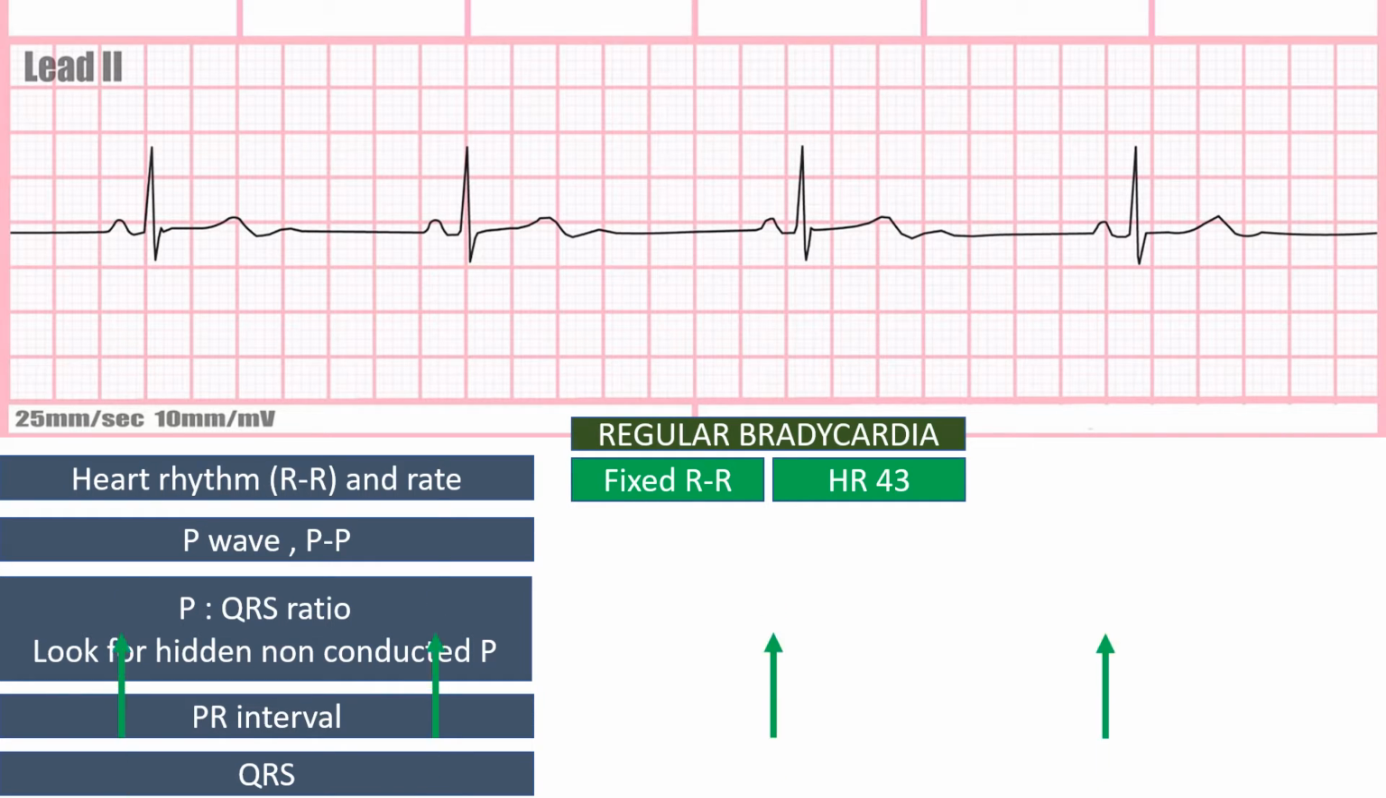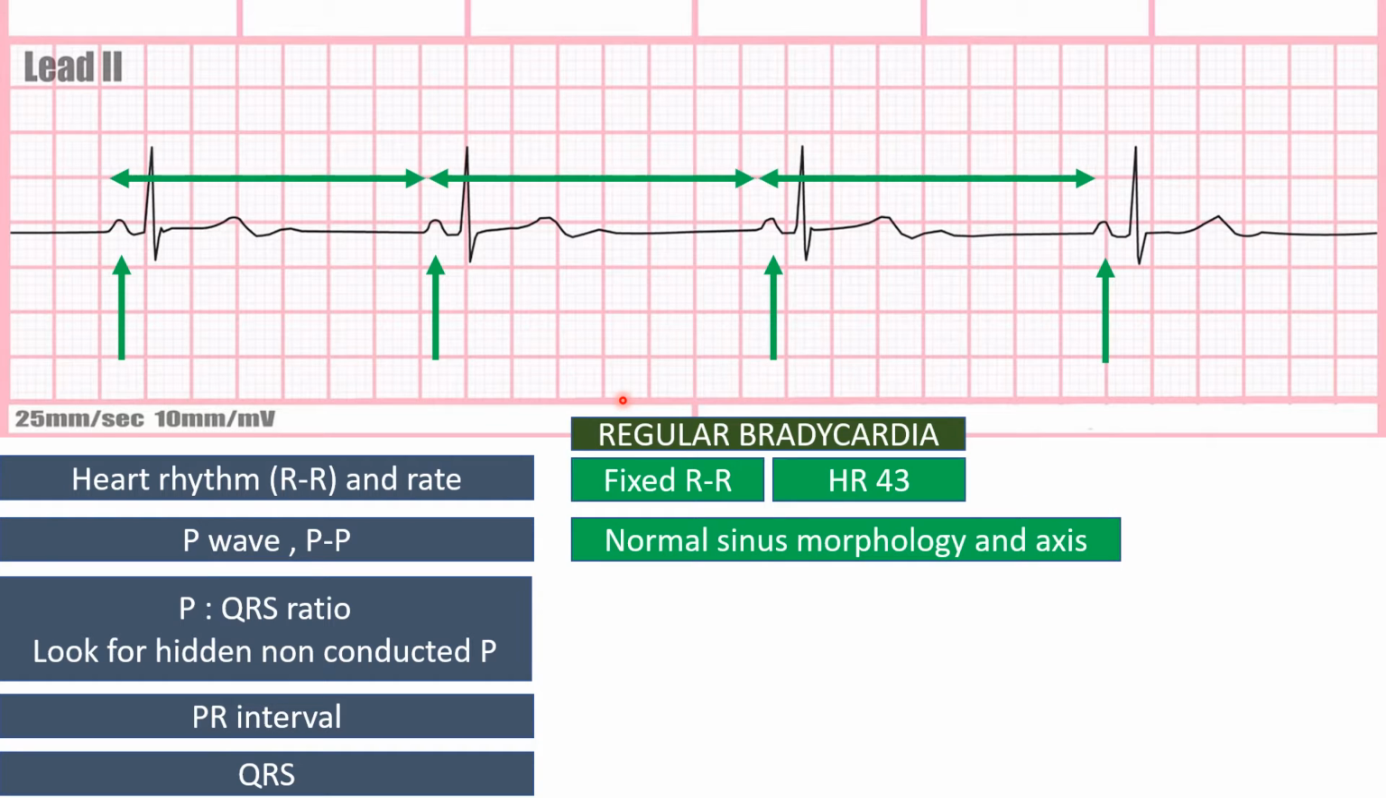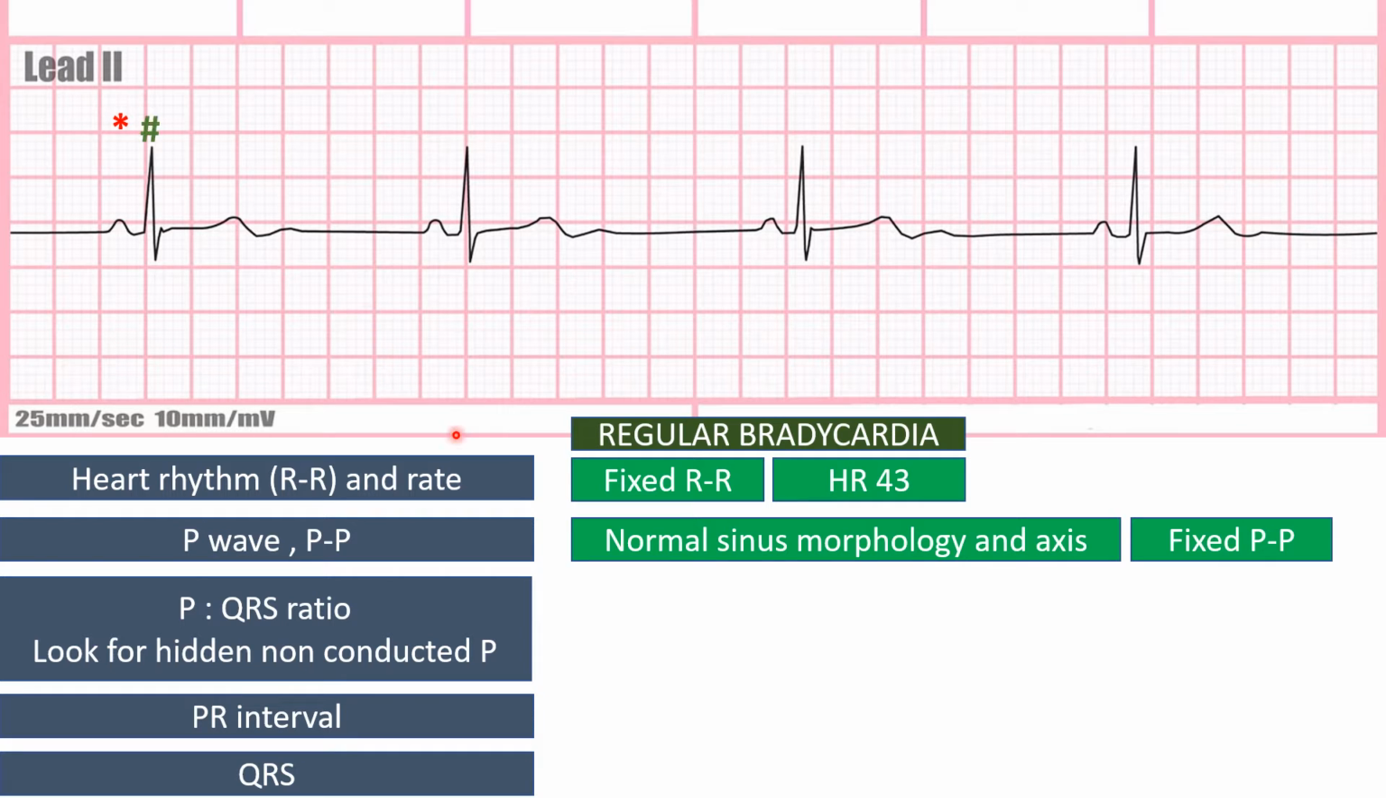After that, we have to comment on the P wave, and here the P wave is of sinus morphology. We have an example here, lead 2, which is positive, and the P wave is symmetrical, and its width and amplitude are less than 2.5 small squares, which means this is a sinus P wave. After that, we examine the P to P interval. Here, the P to P interval is fixed, which means it is regular atrial activity. After that, we examine the P to QRS ratio, and here every P wave is followed by its QRS complex. Okay, the ratio is 1 to 1.